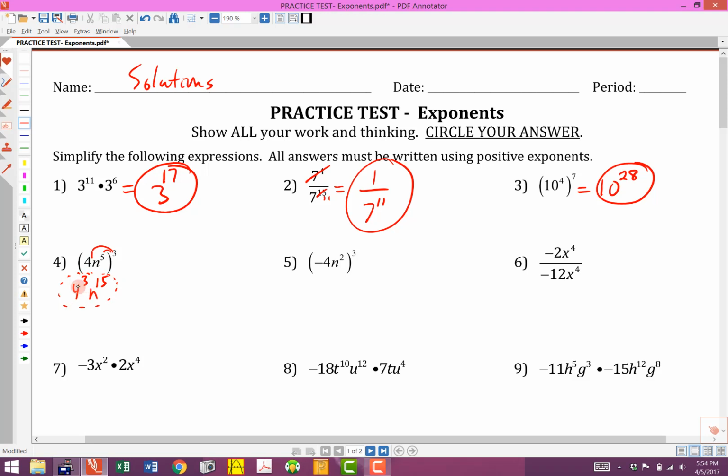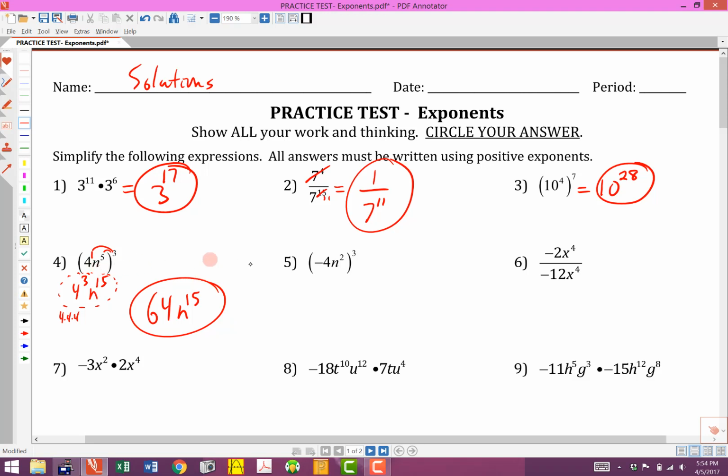This number is probably going to come up later on, but let's take a look. 4 to the 3rd, again, that means 4 times 4 times 4. Certainly welcome to use a calculator for that. 4 times 4 is 16, times 4 is 64. So probably the best way to write this answer would be 64 n to the 15th. We'll circle that. We've got that one done.